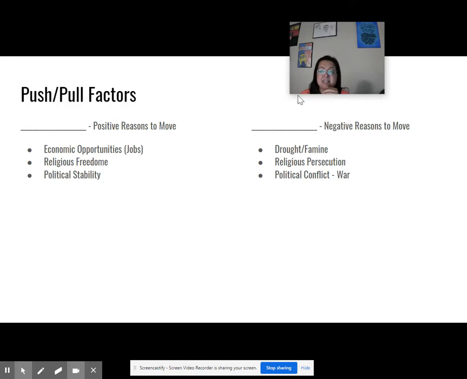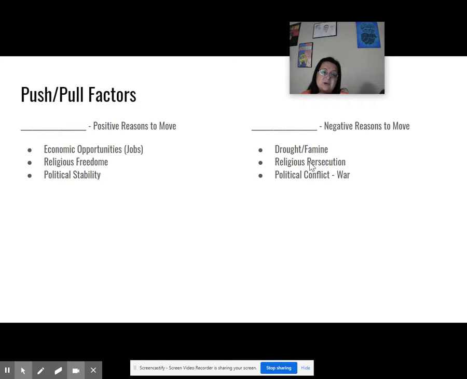Looking at the other side, so focusing on these negative reasons. These might be reasons why I would want to leave a place. So a drought or famine, if I am not getting food for me and my family, then I am going to leave the area so I could go search for food. Religious persecution, if I am going to be thrown in jail because of my religious beliefs, well, that might be a reason why I want to leave the area because I would not like to be in jail.